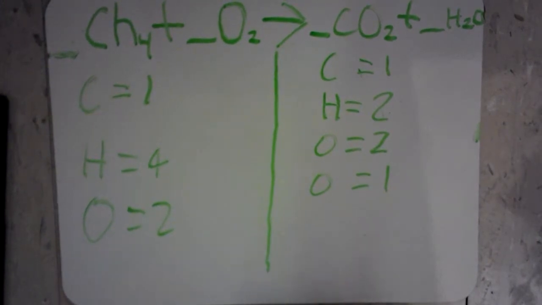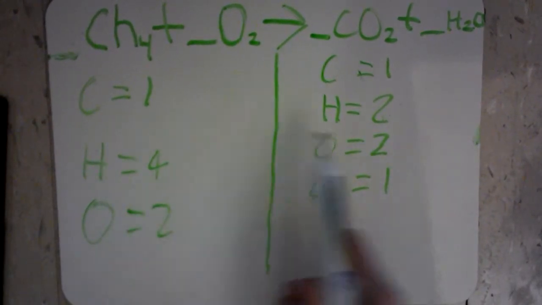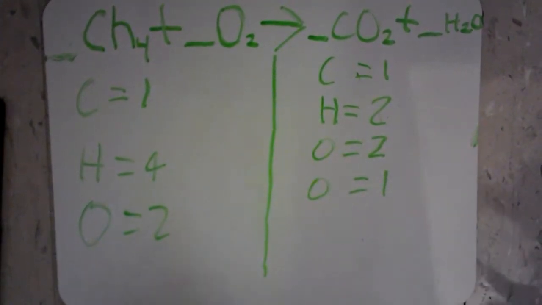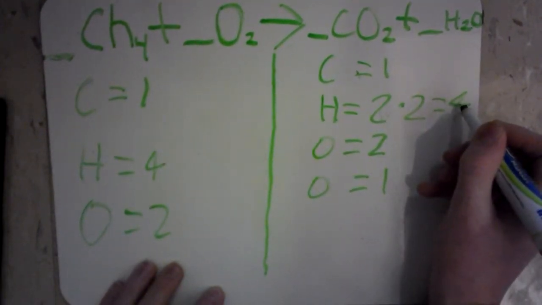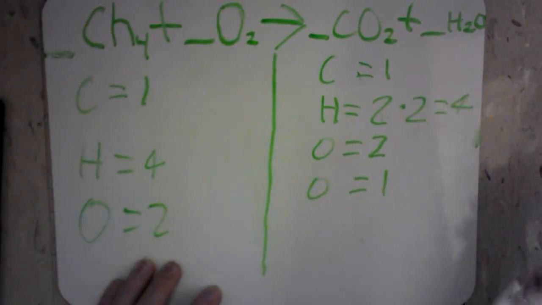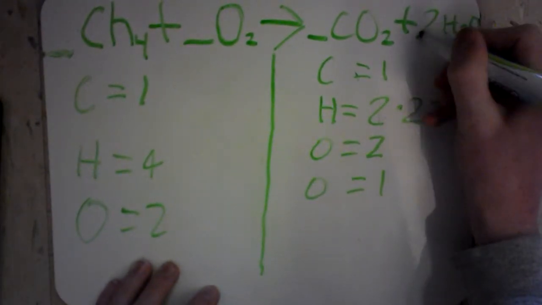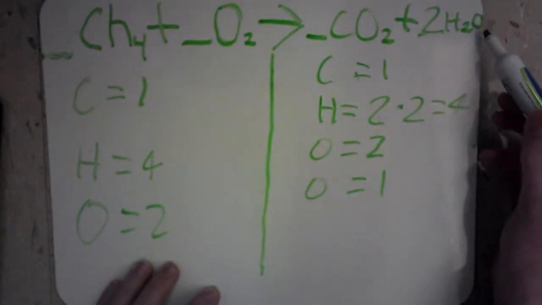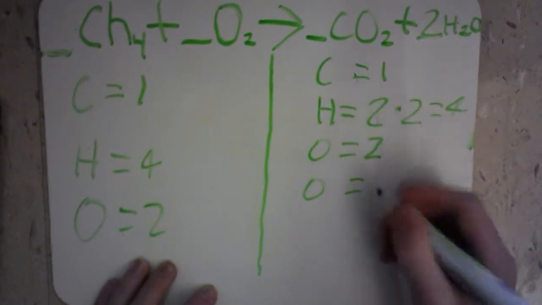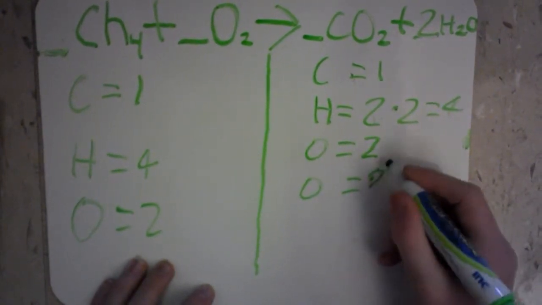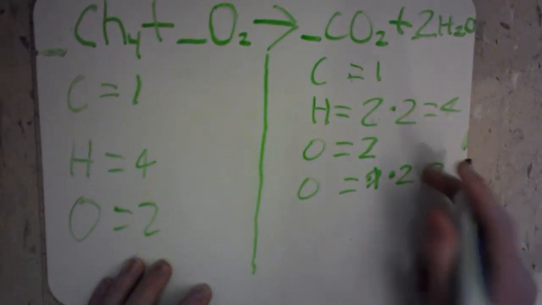The next thing you want to do is actually balance them out. Carbons are good because they both equal 1, but this H equals 4 and this H equals 2. So what you're going to want to do is take this H and multiply it by 2, making it equal 4. To make that happen, you would add a 2 here. But that also messes up this oxygen, so the 1 would be multiplied by 2. So this would equal 2, obviously.